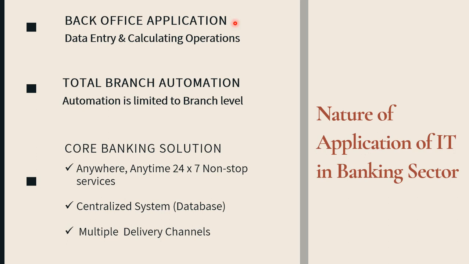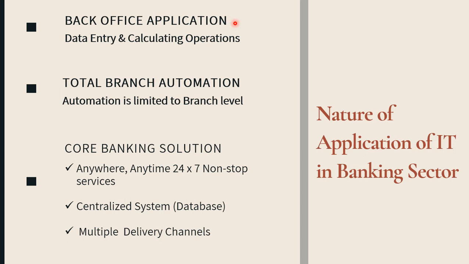What happened in this first step of computerization? The banks started feeding the available data into the computer system. And the banks used computers and information technology for calculating operations, for calculating their profit, their loss, and their net non-performing assets. For calculating purposes, they used computers and information technology. This process is known as back office application.